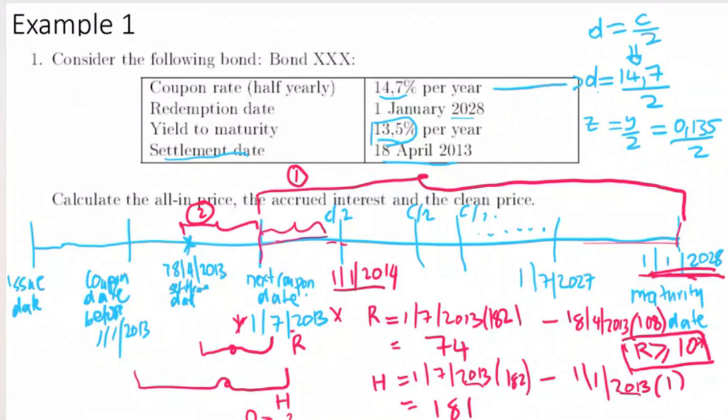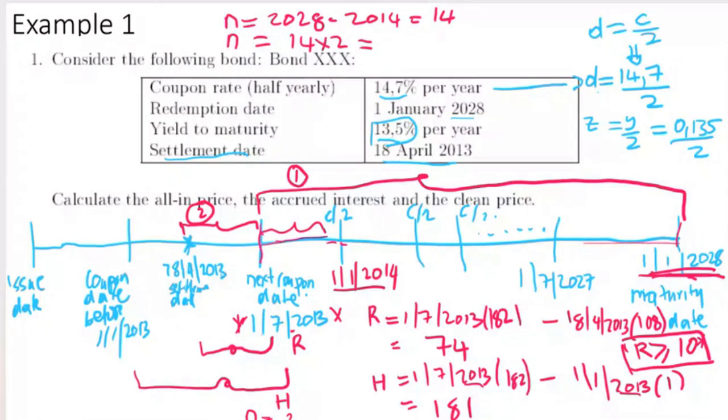So our N is going to be equal to 2028 minus 2014. Okay, so you'll get that our N is going to give us 14. Remember, we are making it half yearly, so our N is going to be equal to 14 multiplied by 2, which is 28 half years. You've got 28 half years.